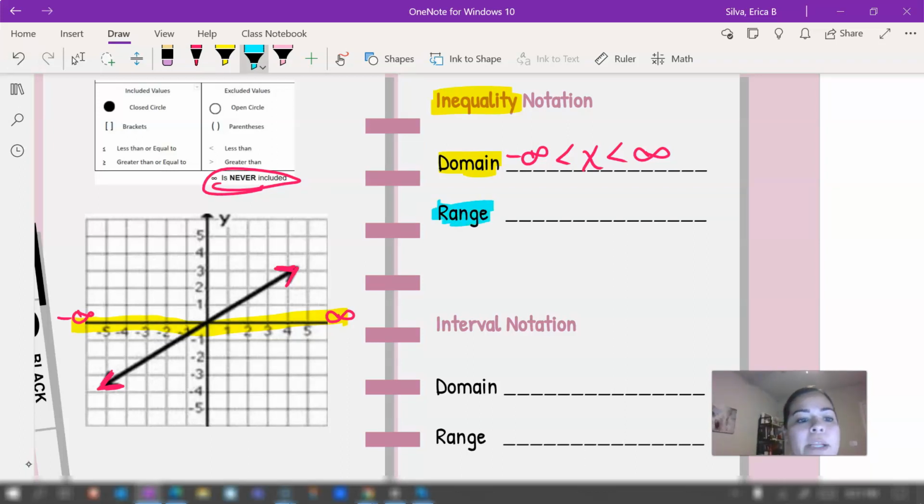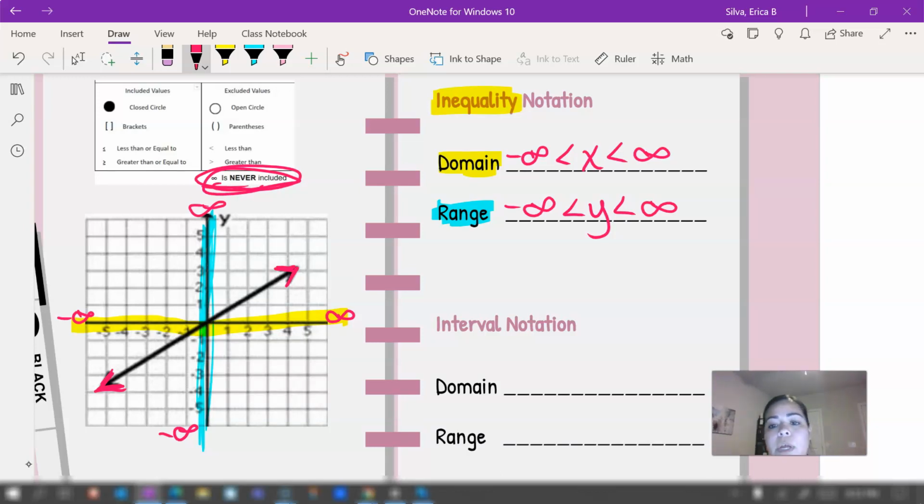Let's go ahead and look at our range. Range is our y values. Remember, we start from the bottom to the top. Let's set up our range with our inequality symbols. And because there's an arrow, there's really no minimum because it goes from negative infinity to positive infinity. And again, because infinity is never included, we do not need to put those equal signs under the inequality symbols.